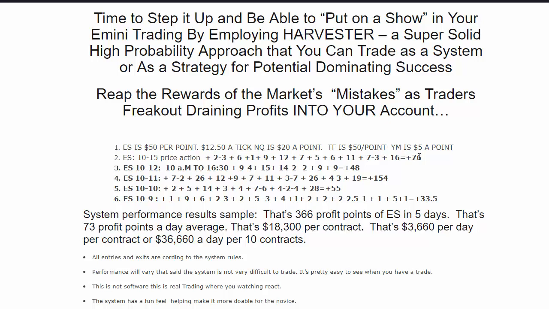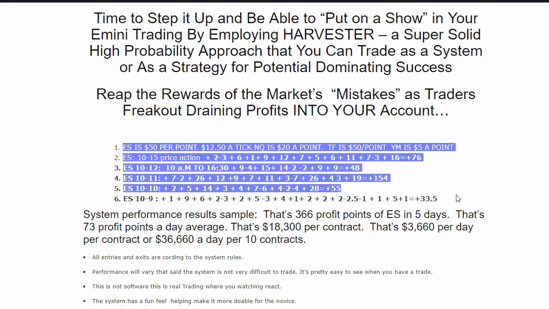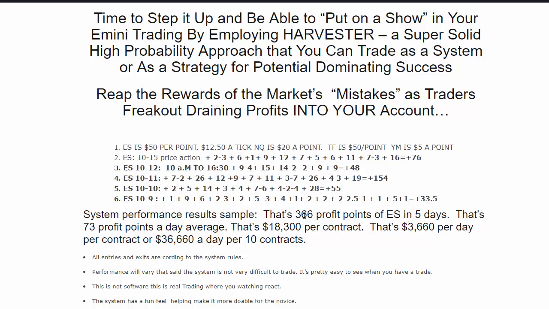So you can see here plus 76 for the day, plus 48, plus 154. So these are just some faster days. I mean, if you get 154, that's insane, right? But we just took the sample according to where the system was tabulated at the time of most recent tabulation, and so those are the types of results. So if you add them up, it's 366 profit points. That's 73 profit points a day, which is pretty insane. 18,000.